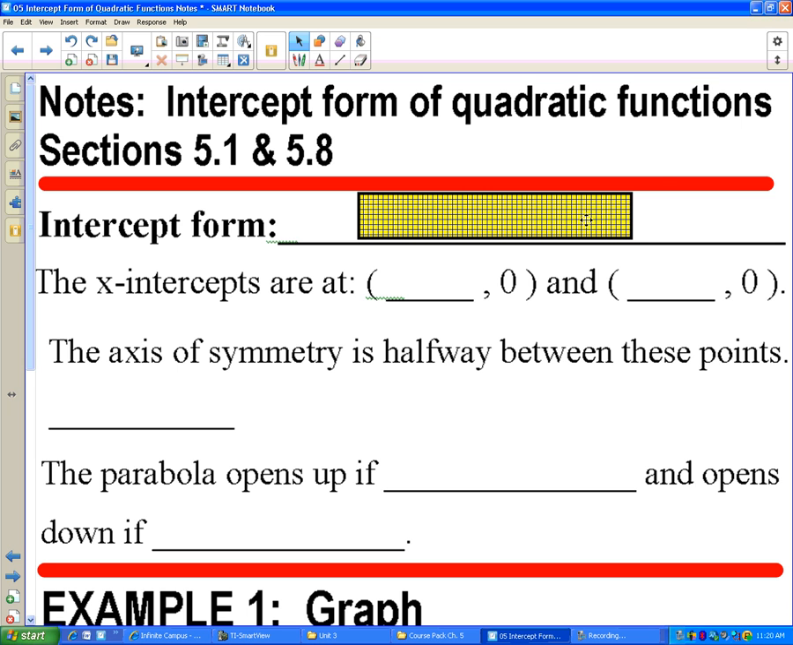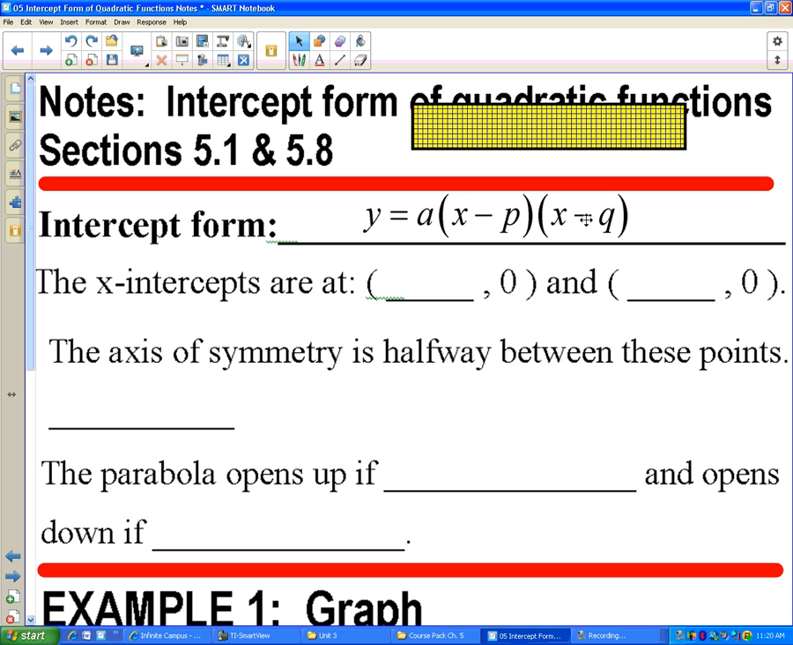Intercept form. First of all, the form of the equation is y equals a times (x minus p)(x minus q). Just like with the h, the p and the q are the opposite of what's inside. So if it's a minus 2, p is 2. If it's a plus 5, q is -5. So the x-intercepts are the coordinates (p, 0) and (q, 0). The axis of symmetry is halfway between these points, so x is equal to (p plus q) divided by 2, the average of p and q.